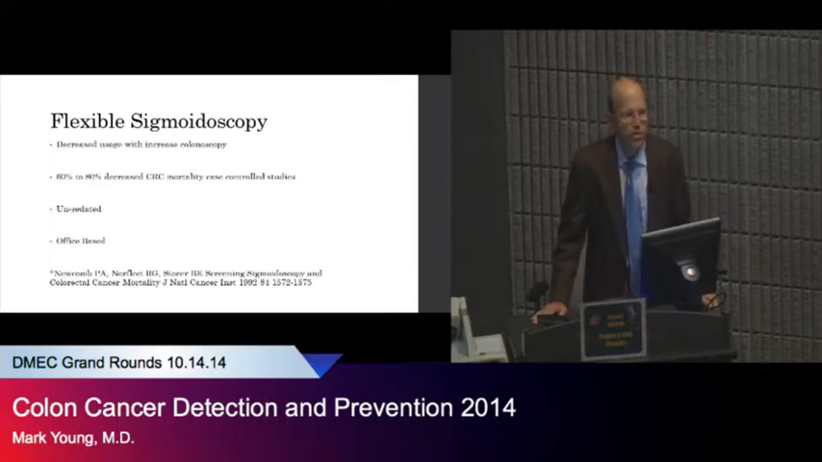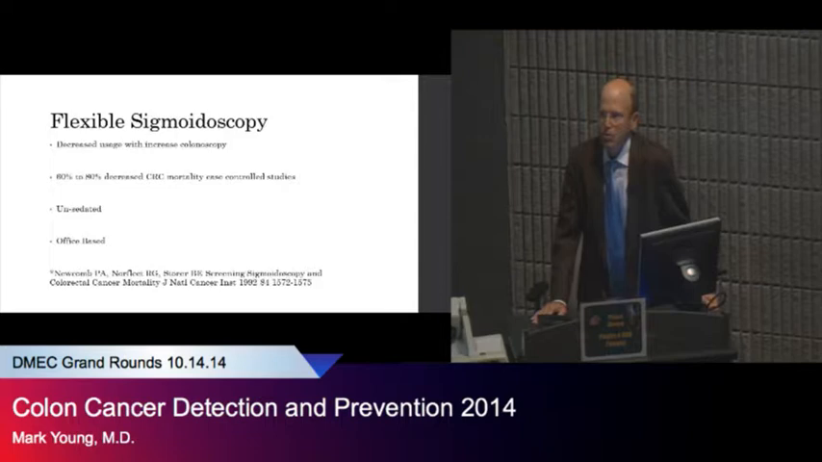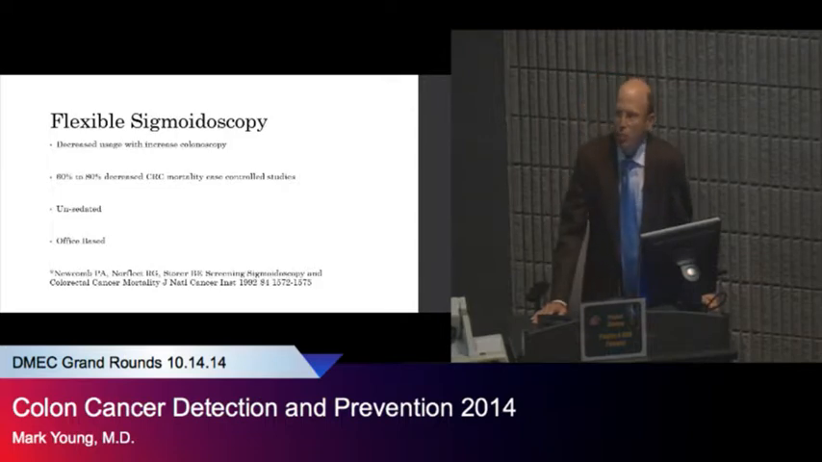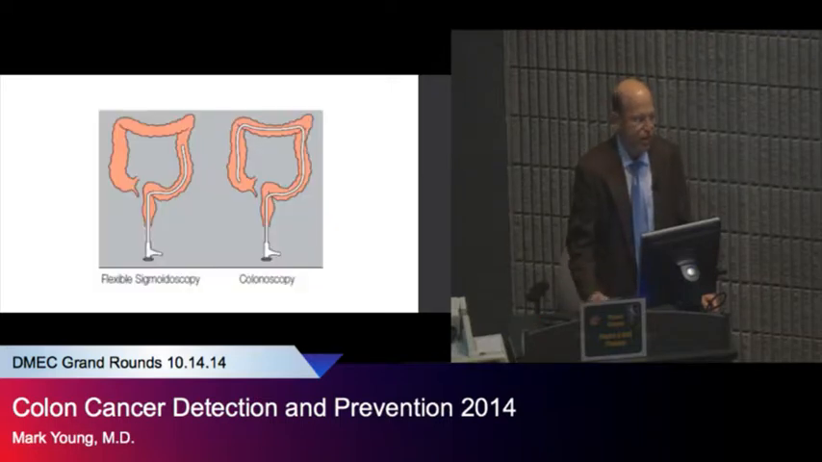Flexible sigmoidoscopy has really fallen in usage over the past years. When I was in training and early on in my career as an internist, the recommended screening device was a flexible sigmoidoscopy. And if colon polyps were found, then you went on to full colonoscopy. It has been shown through case control studies that there's a 60 to 80% decrease in colorectal cancer. The advantages of it are you're unsedated, also it is office-based.